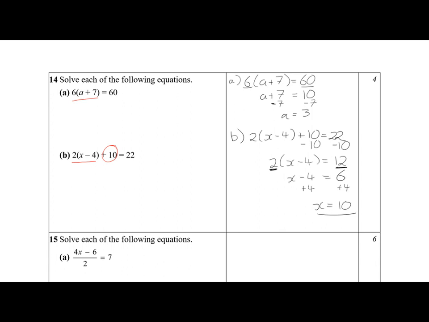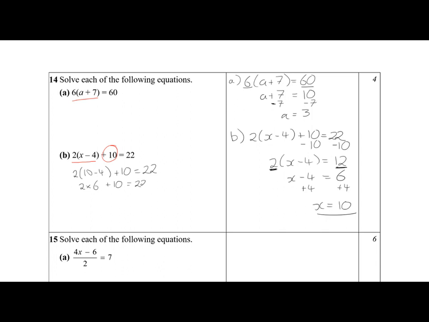It's worth reminding you, you can use substitution at this point to check if your answer is correct. What do I mean? Well, I mean, try that x is equal to 10 in this original equation and see if it gives you the value they're expecting. So in other words, we have 2 lots of 10 minus 4 plus 10, we want it to equal 22. So using our order of operations, we do the thing in the brackets first. So we've got 2 lots of 6 plus 10 equals 22.